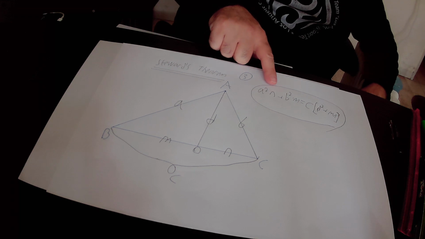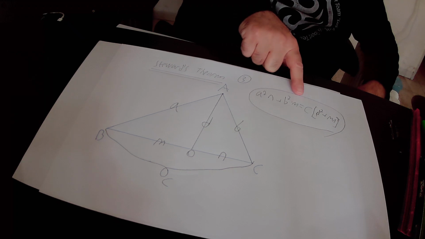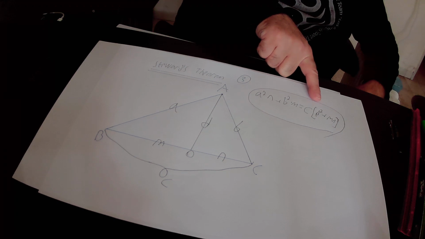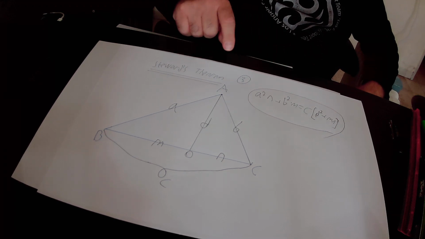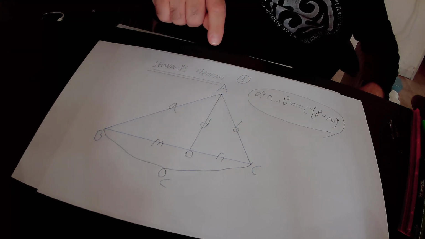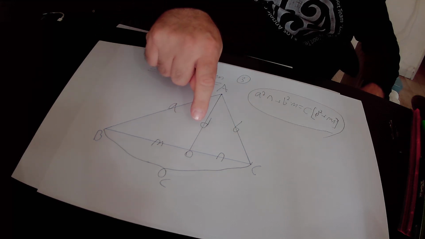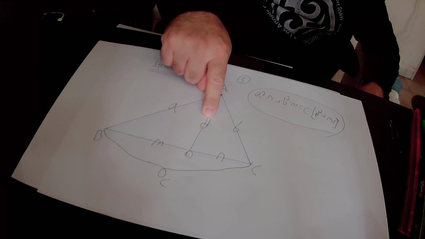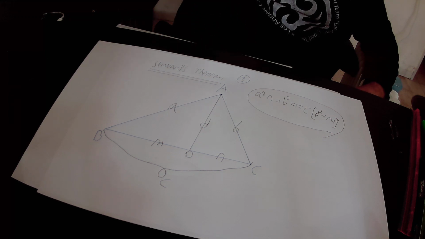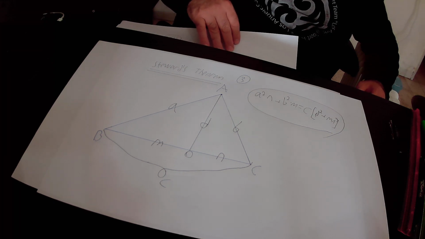a squared times n plus b squared times m equals c times (d squared plus m times n). Here c is the length of side BC. Okay, so we actually implemented the new rule in our green triangle FBD.